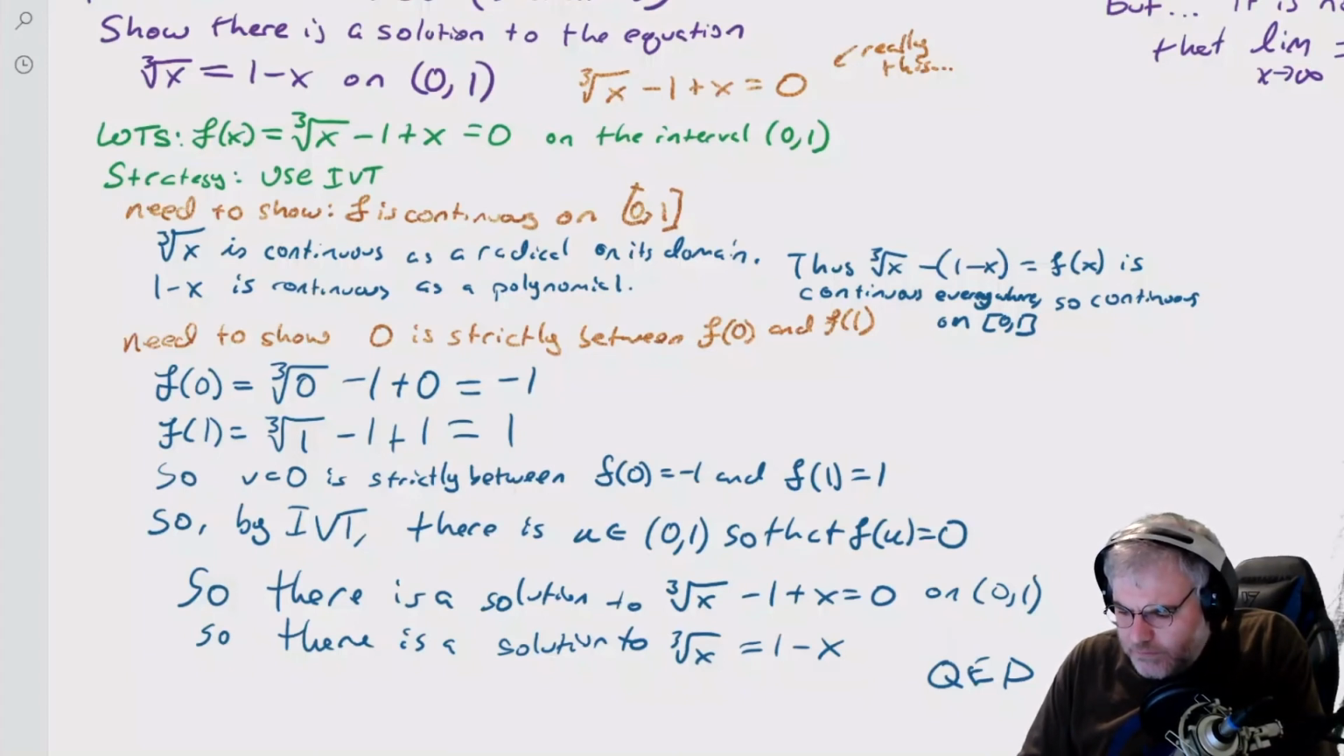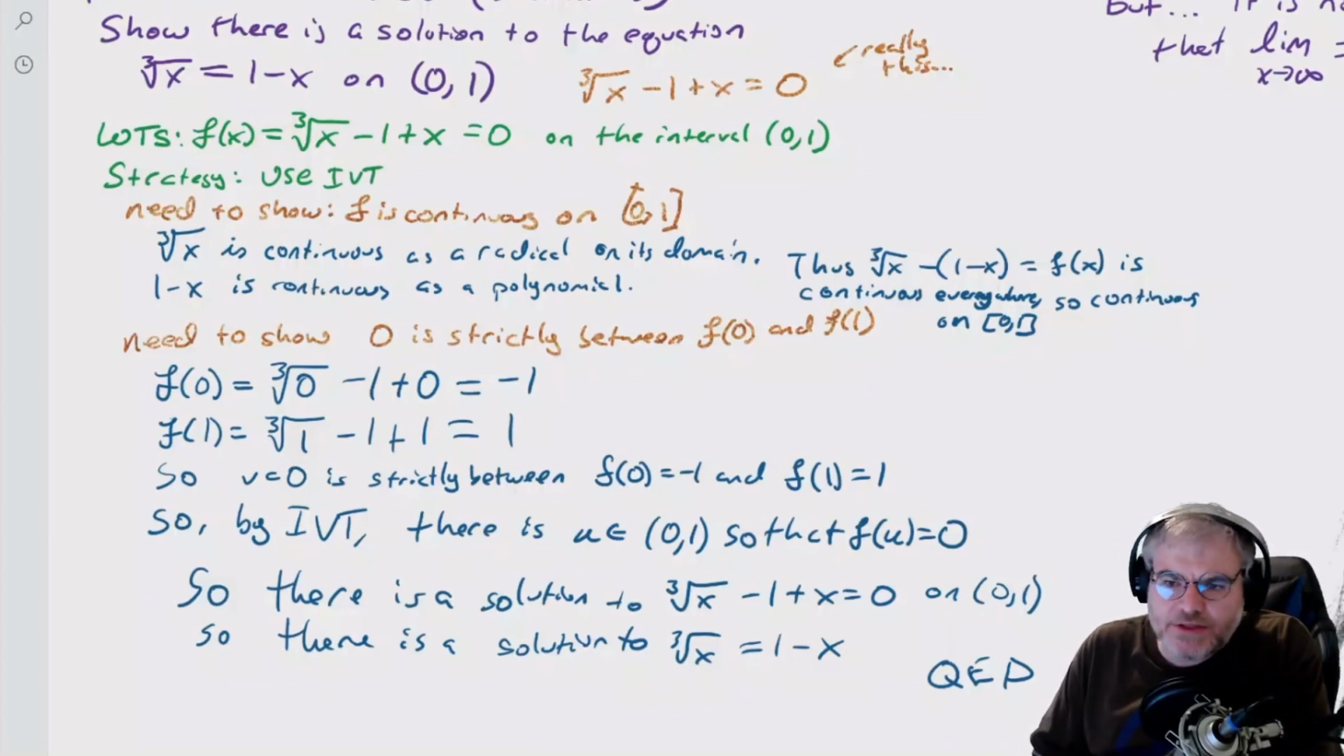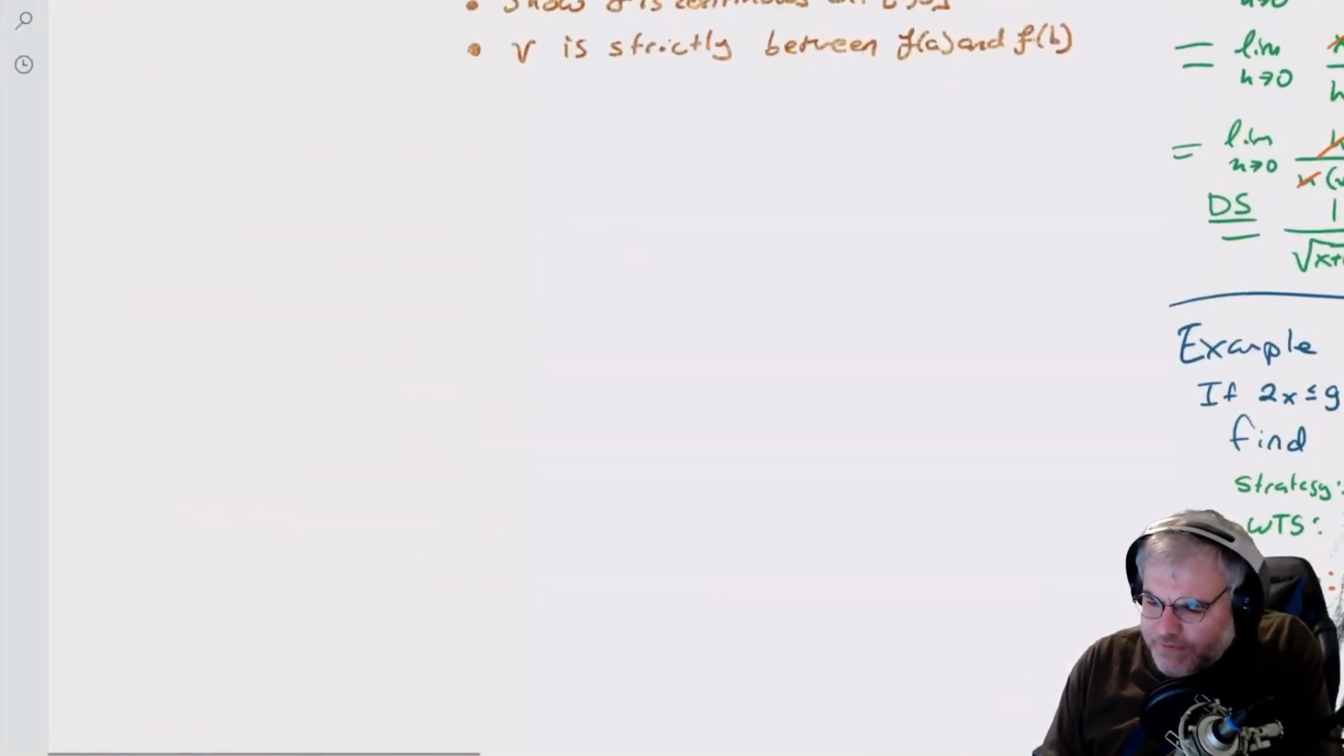So yeah. Are there any questions? So those are kind of the 4 proofs that you can see.